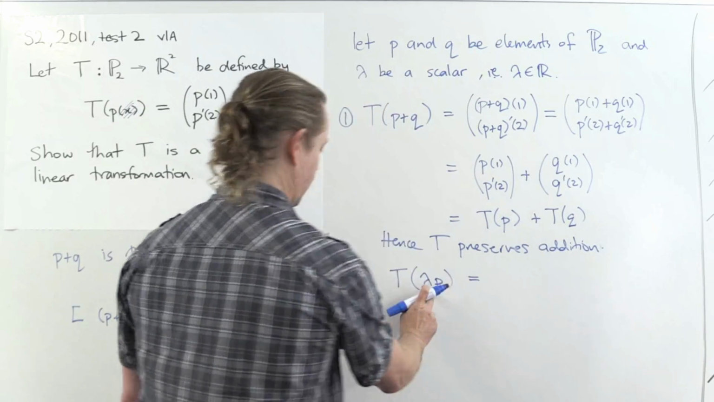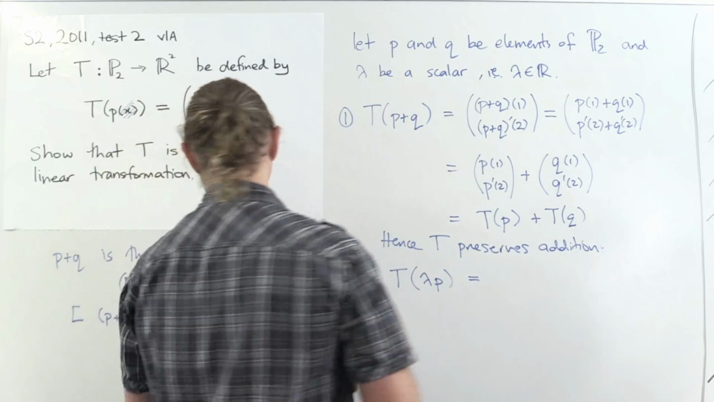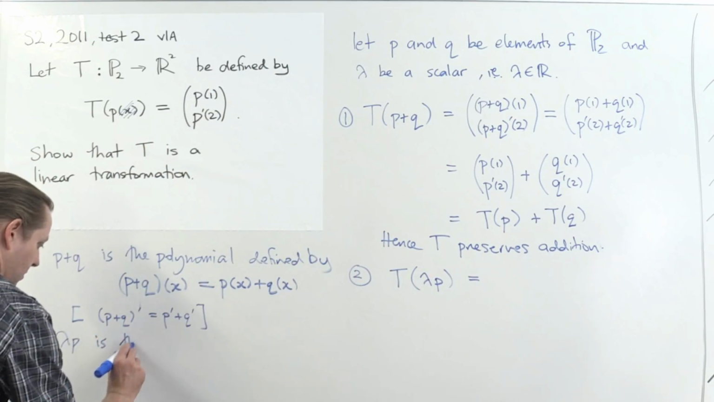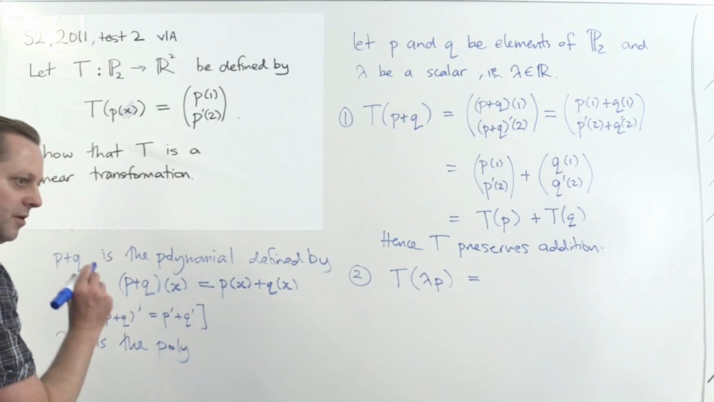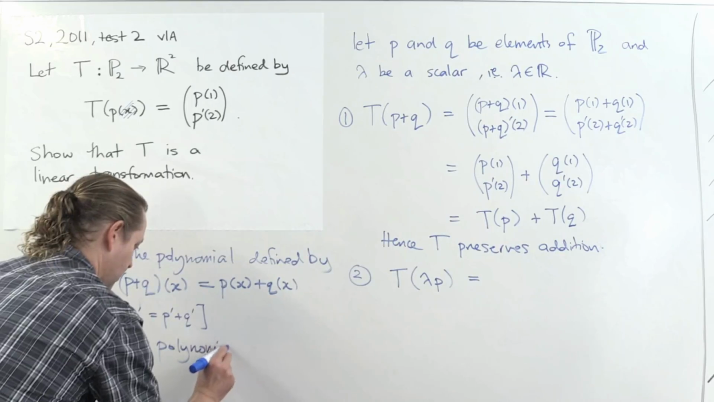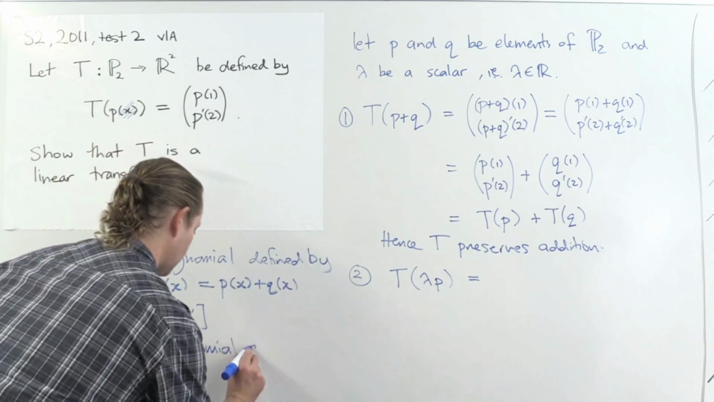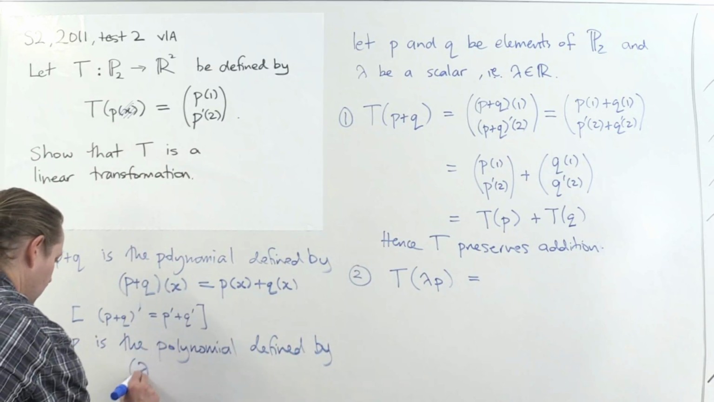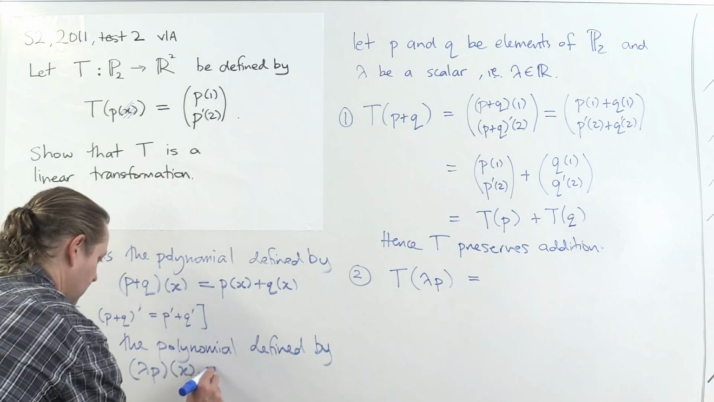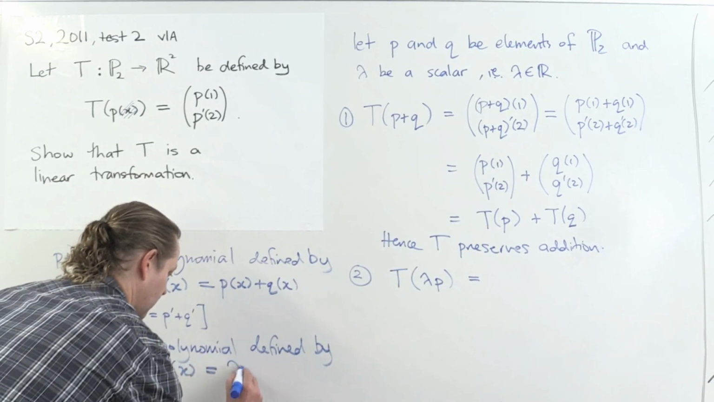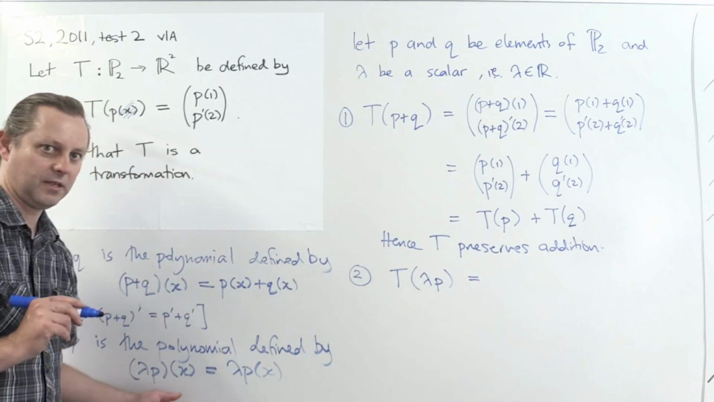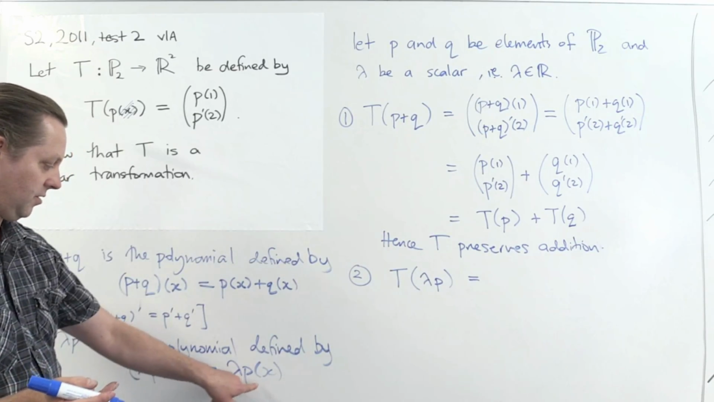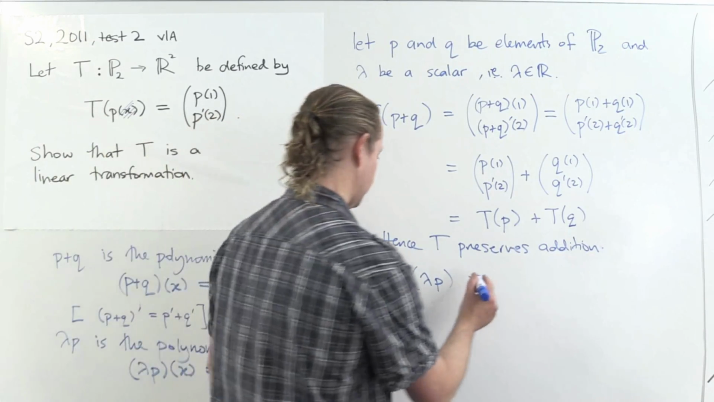And I guess I need to decode what this means in the same way as I did for that. So let's just say that lambda p is the polynomial defined by (lambda p)(x) equals lambda times p(x). This is the new polynomial obtained by scaling, and the way it works is you just scale its values.